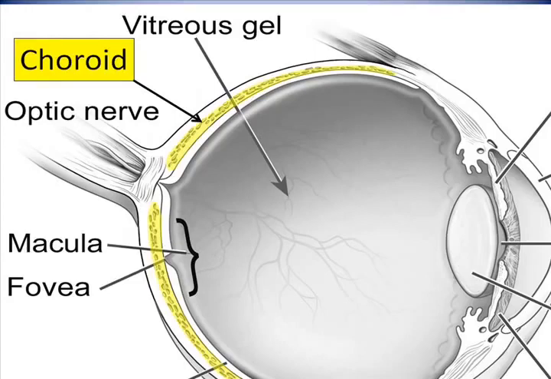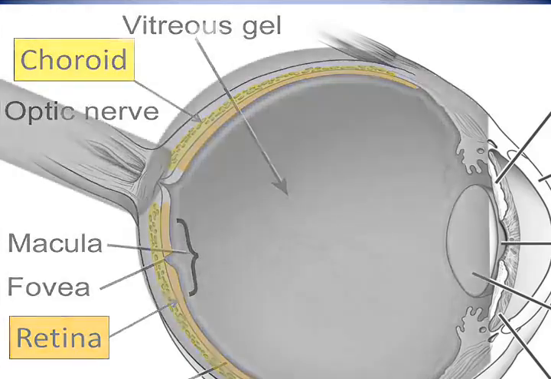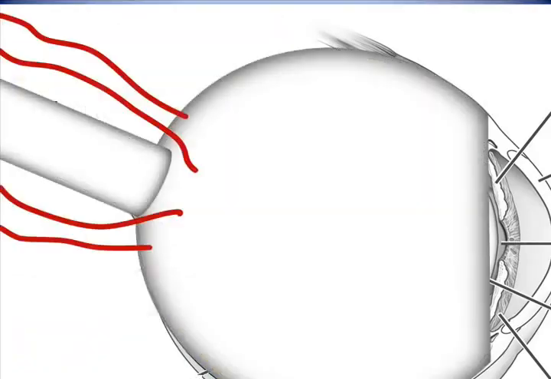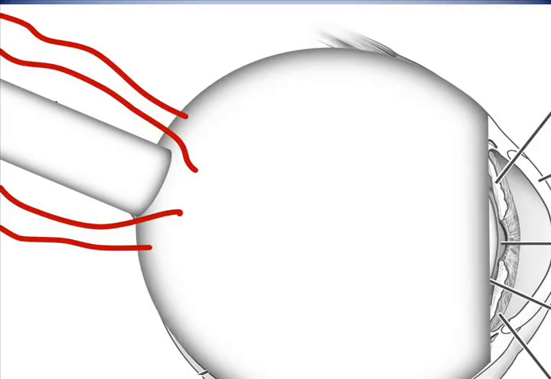Here the choroid is shown in yellow and the retina is shown in orange. The choroid is supplied oxygenated blood through a number of arteries, shown here in red, which enter the back wall of the eye at a distance from the optic nerve. These arteries are called posterior ciliary arteries. In real life there would be several more of these arteries extending into the back wall of the eye.